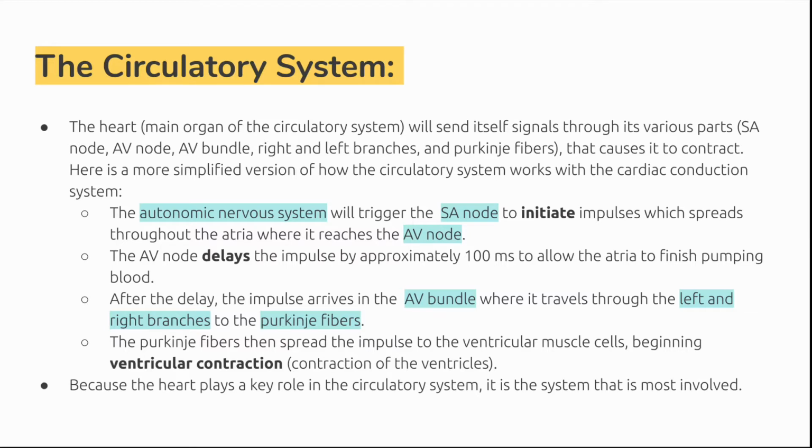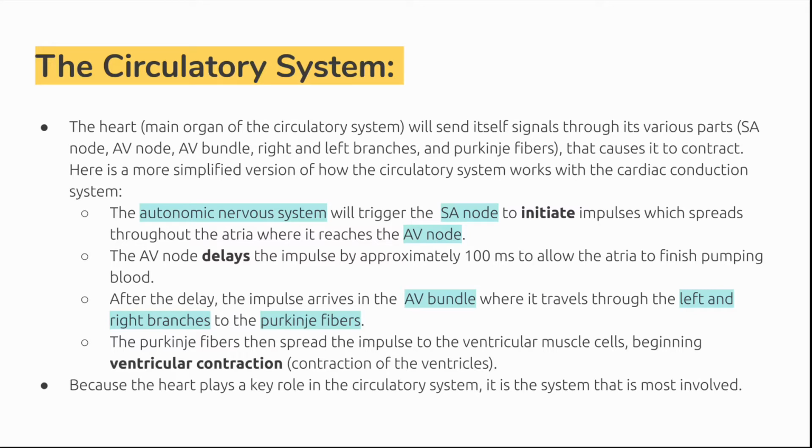The more simplified version of how the circulatory system works with the cardiac conduction system is, first, the autonomic nervous system will trigger the SA node to initiate impulses, which spread throughout the atria where it reaches the AV node. The AV node delays the impulse, and that allows the atria to finish pumping blood.